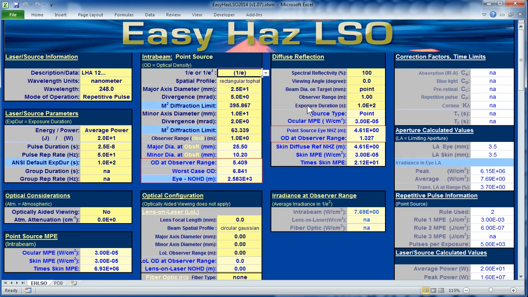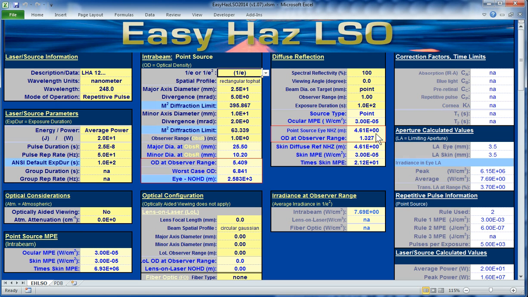Let's take a look at the diffuse reflection. The diffuse reflection hazard from this thing is over 4.5 meters, 4.61 meters. So pretty much everybody in the lab could be affected by this laser. So what kind of control measures are you going to have in this lab when you're running this laser?